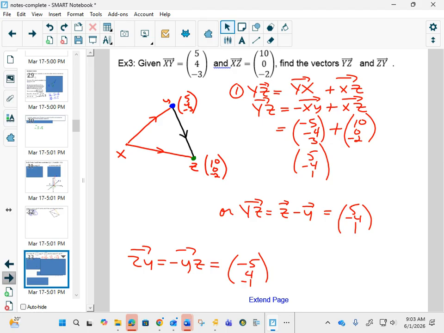And I put here, you could use this formula. And some people like memorizing the formula that y to z is just z minus y. But I find drawing the picture and seeing the pathways very intuitive, and it makes sense. Using the formula, especially if you're using z minus y, you can't see it as nicely on the pathways.